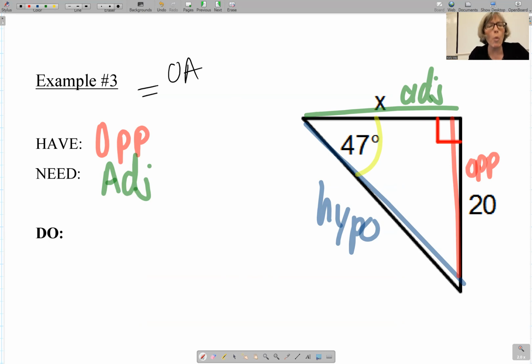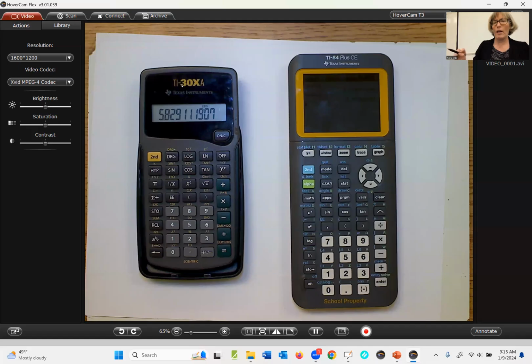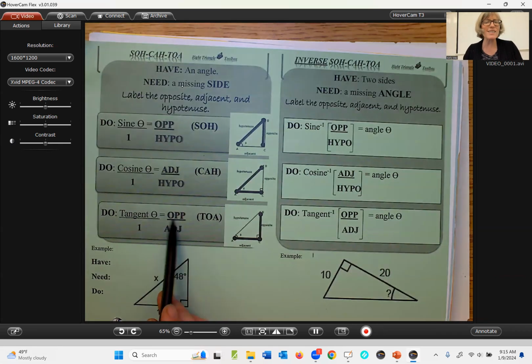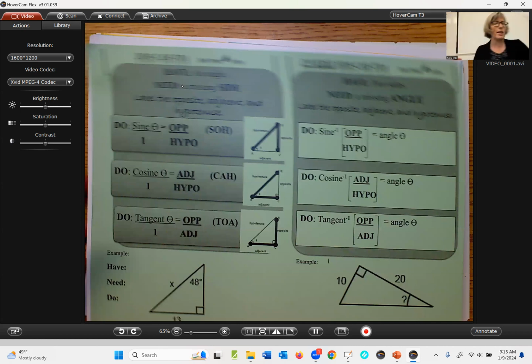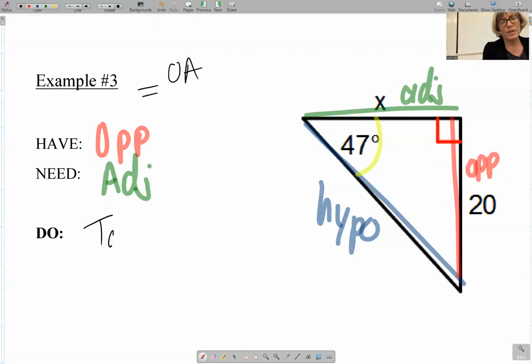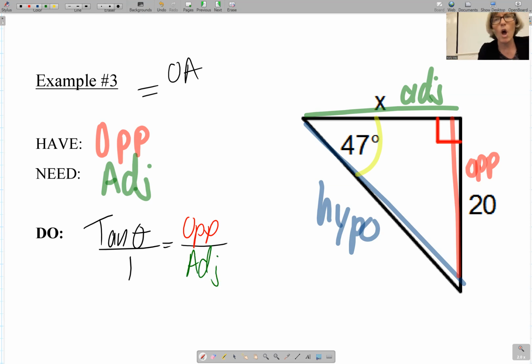What goes with OA? That's going to be tangent. So copy exactly this down as you see it. Tangent of theta over 1 equals opposite over adjacent. Please don't take shortcuts and put your numbers in here right off the bat. Always write down your original equation. Now, circle, plug, chug.